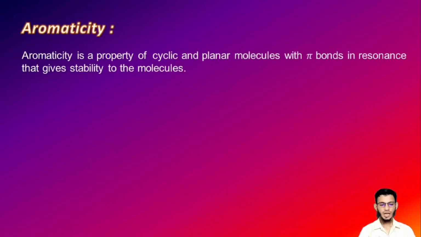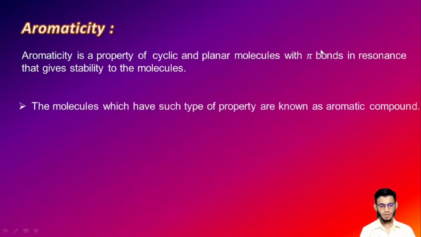First of all, what is aromaticity? Aromaticity is a property of cyclic and planar molecules with pi bonds in resonance that gives stability to the molecules. Means molecules have cyclic, planar and have pi bonds, but in resonance. They are delocalized, okay? And a delocalized system is always stable and having low energy. You will know very well about it, okay? So it is the definition. The molecules which have such type of property are known as aromatic compounds, okay?